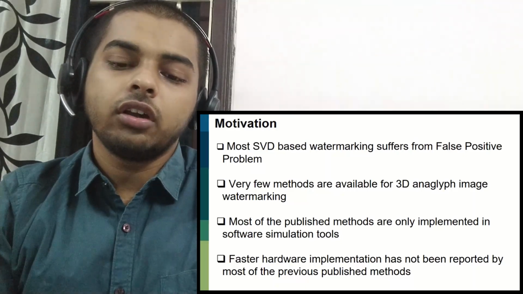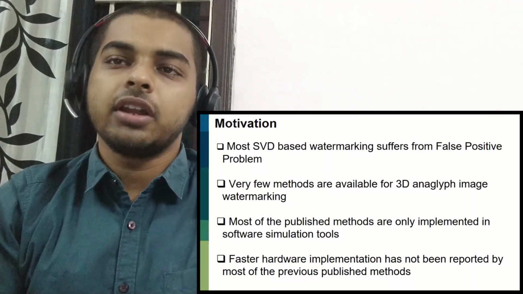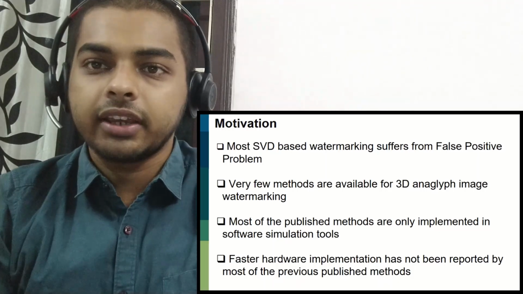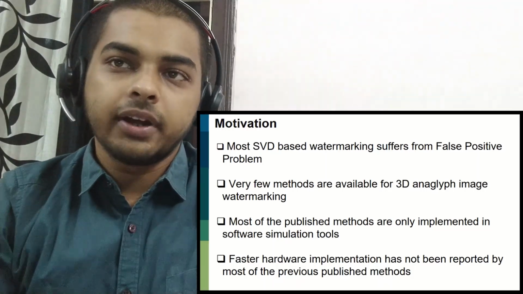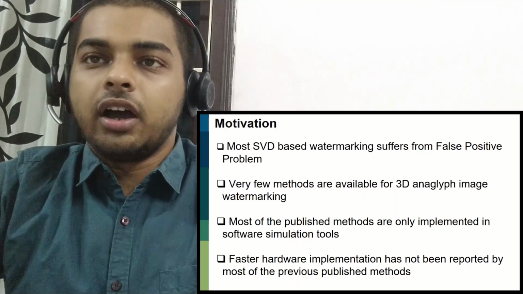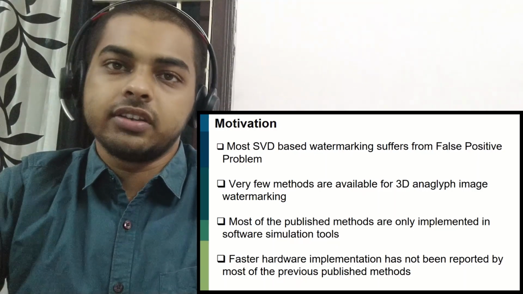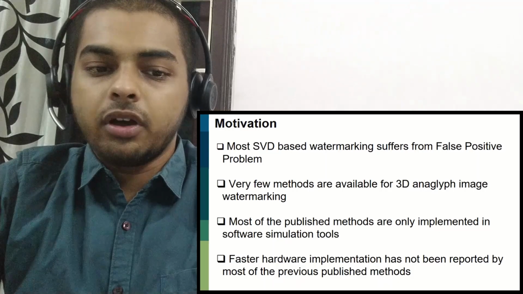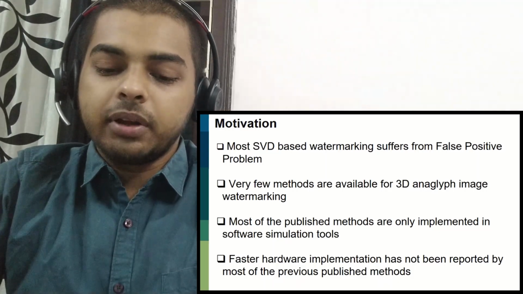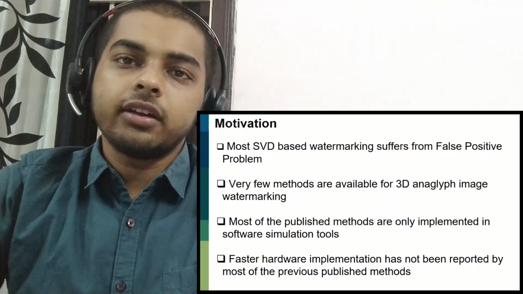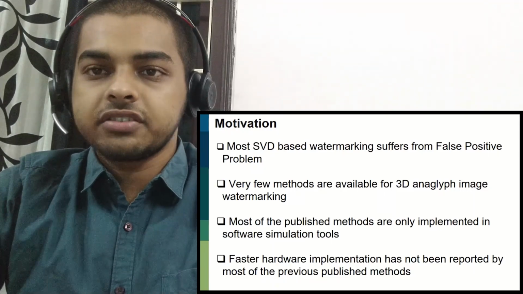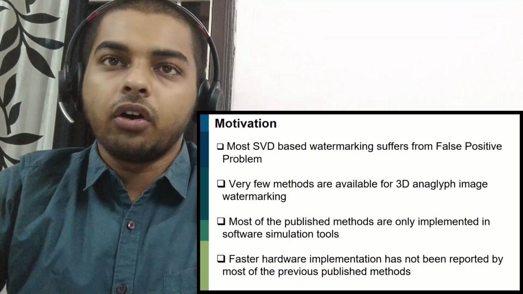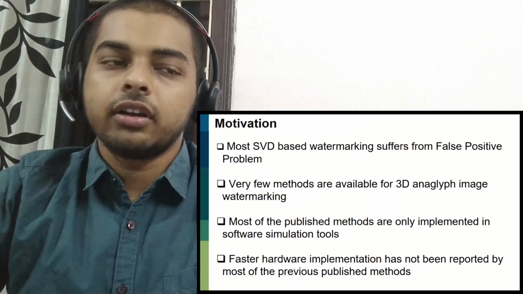The second motivation of our approach is that there are very few methods available in the literature that deal with 3D anaglyph images. Color watermarking and grayscale watermarking of images are very rich topics in image processing, but we can find very little literature on watermarking schemes for 3D anaglyph images. Most of the published methods are only implemented in software simulation tools like MATLAB or Multisim. But none of the previous algorithms were implemented in hardware for integration in real life consumer electronic devices. So this motivates us to devise a new framework which can be useful for our consumers.